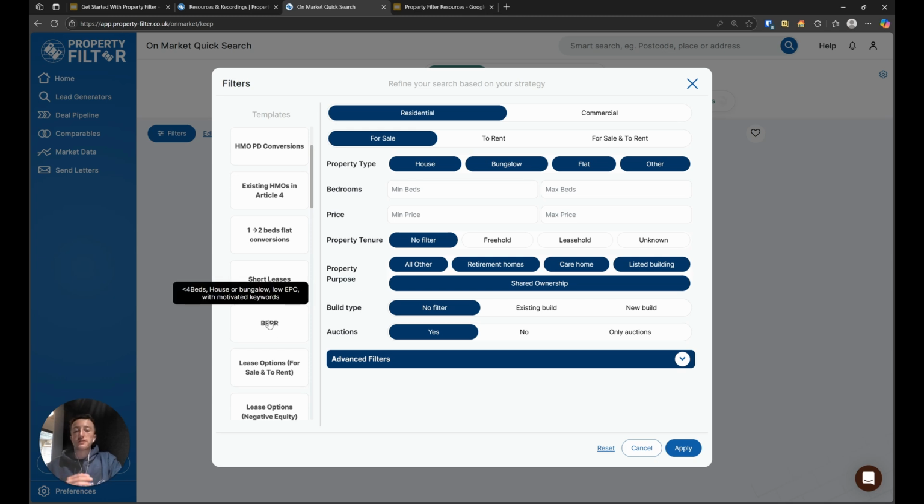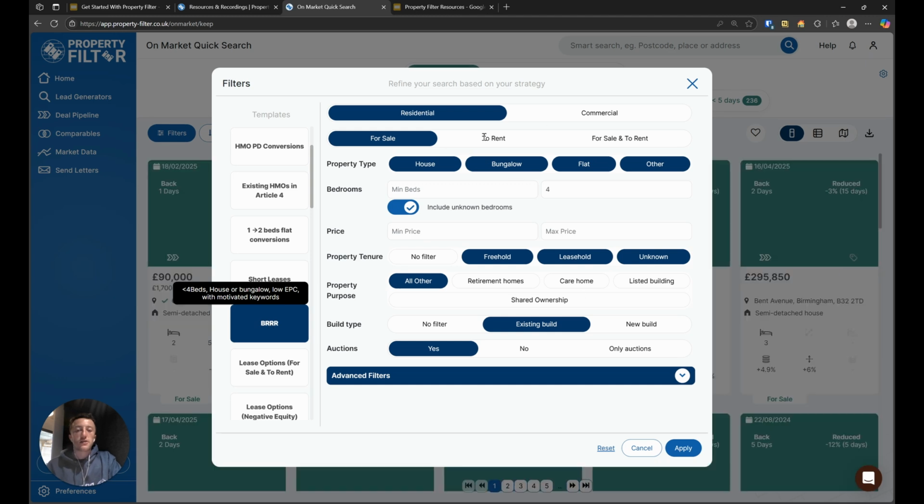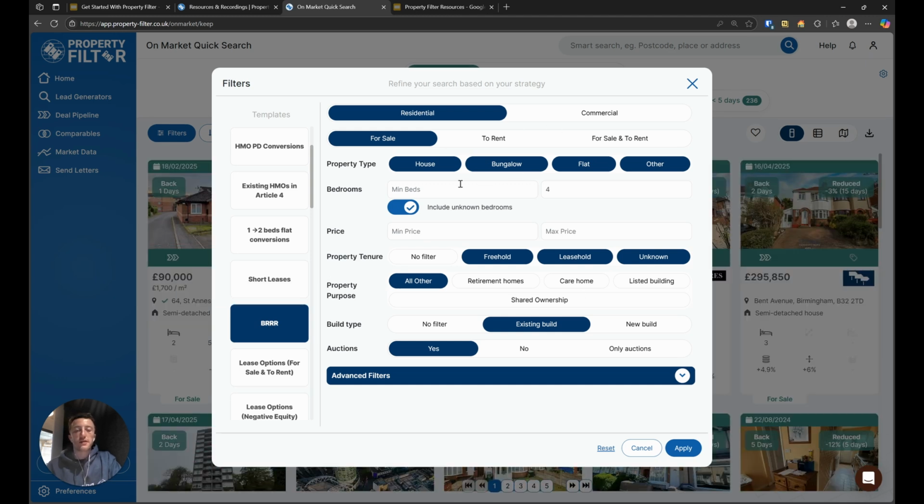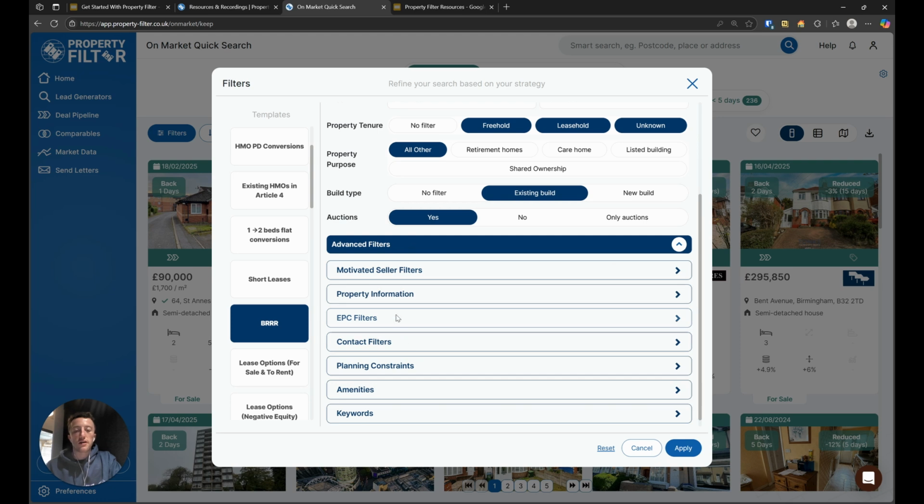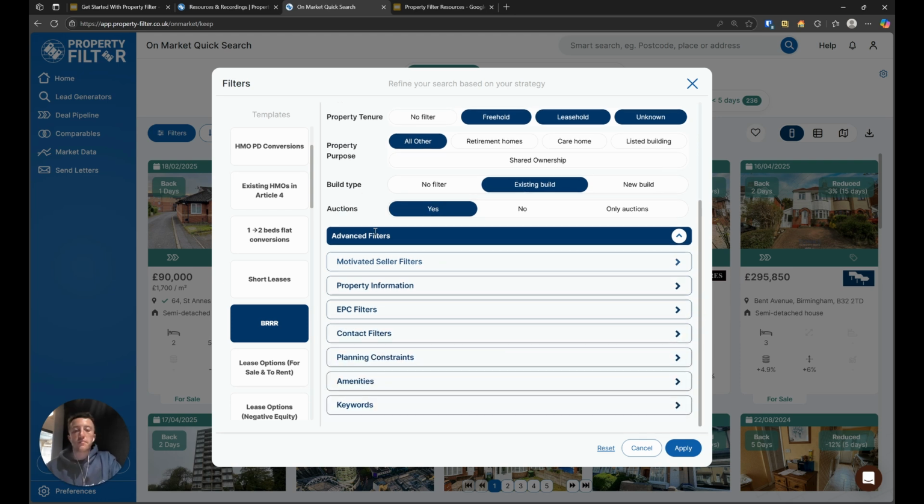What I'd encourage you to do is certainly use the templates, but it's also about understanding what the templates are actually searching for. So we can see here, I've hovered over it, it's searching for houses or bungalows with 4 bedrooms or less with a low EPC and motivated keywords. So I've selected that. So I would encourage you to, yes, use the templates, but then go in and have a look and amend the criteria to what you're looking for. So in this instance, maybe I'm not looking for flat, or I also want to maybe take a look at the EPC filters, whatever that may be. So if you open the advanced filters, you'll be able to understand that.